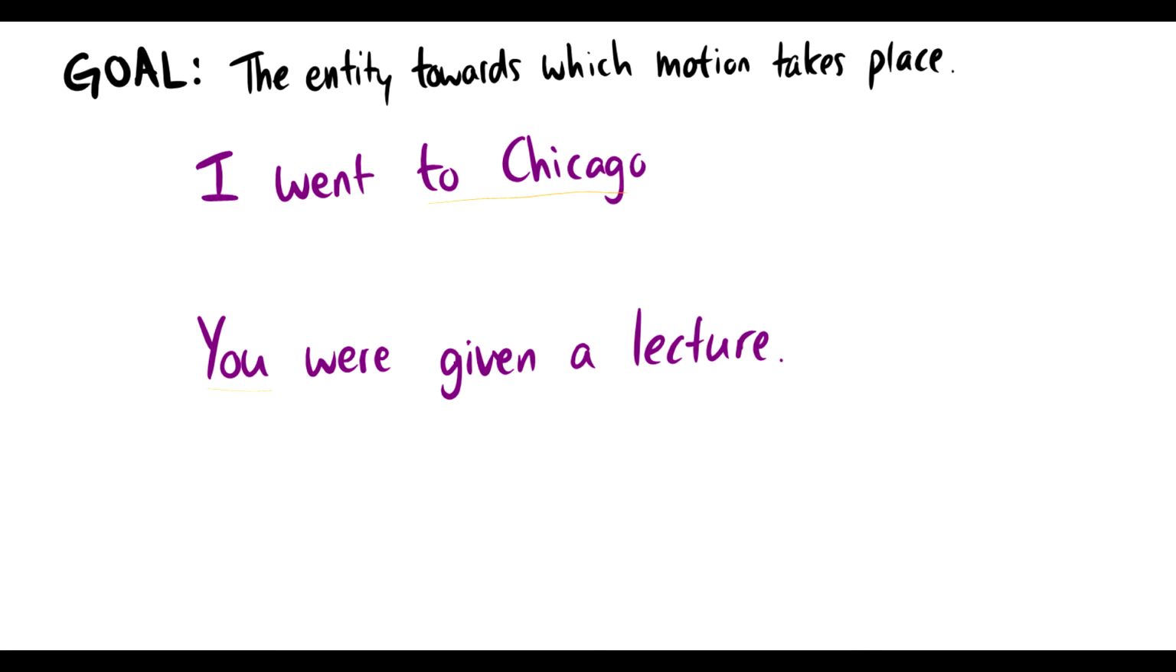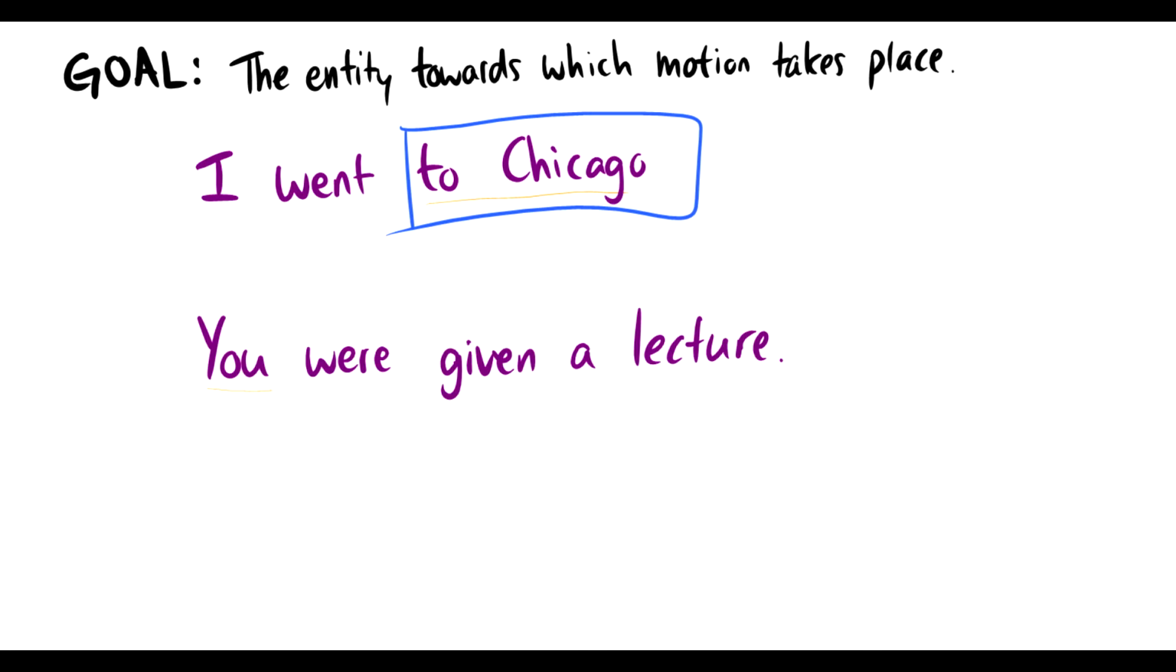Okay, a goal. This is a little bit straightforward. A goal is the entity towards which motion takes place. It's another way of saying the end result of the sentence. So, I went to Chicago. Well, where were you going? You're going to Chicago. Now this is different from location, and that is a very important distinction to make here. This is not a location, this is a goal.